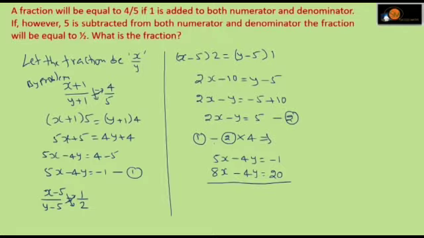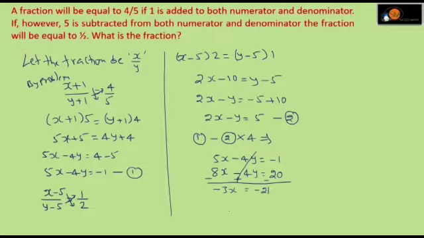We are subtracting, so you have to change the notation. Plus 8x, you have to take minus 8x. Minus 4y, this one becomes plus 4y. Plus 20 becomes minus 20. 5x minus 8x gives minus 3x. Minus 4y plus 4y get cancelled. This is equal to minus 1 minus 20 is equal to minus 21.